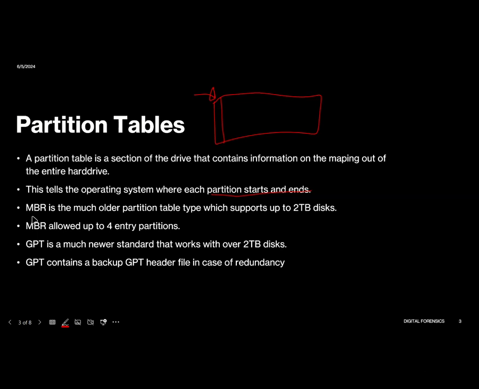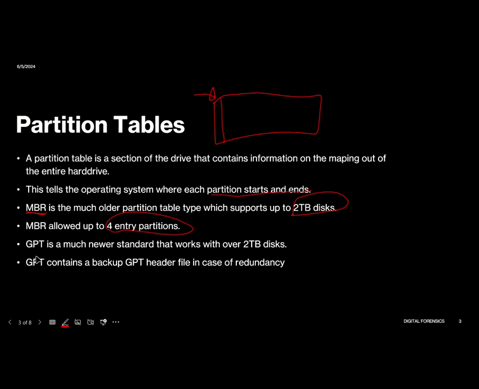There are two different types of partition tables that we're going to be looking at. One is called the master boot record, or MBR. The MBR is a much older version of partition tables, and it supports disks up to 2 terabytes in size. So if you had a hard drive of up to 2 terabytes, you could use the master boot record. It allows for up to 4 entries, so you can only have up to 4 partitions when using MBR.